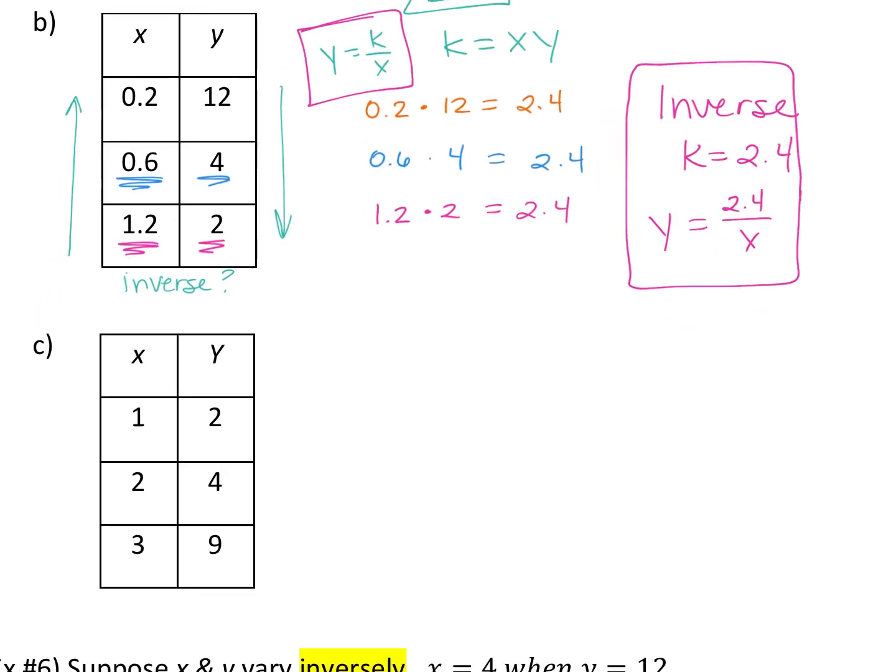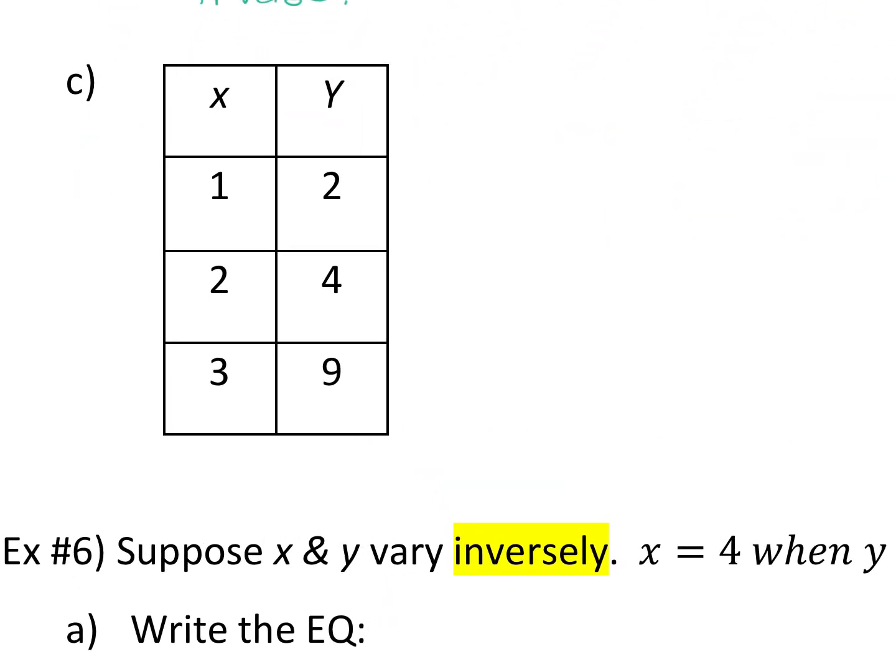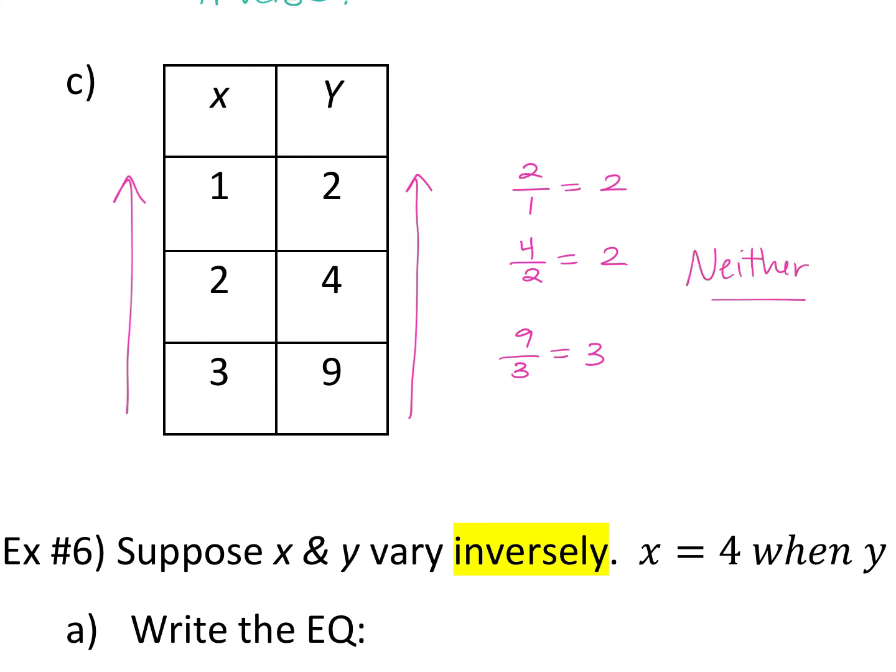Letter C here. What's our potential? Direct, right? The x values are going up and the y values are going up. So if it's anything, it's direct. For direct, do we multiply or divide? Divide. Y over x. So we're going 2 divided by 1, which is 2. We're going 4 over 2, which is 2. And we're doing 9 over 3, which is 3. Is it direct variation? Mm-mm. So you would just say this is neither, and then you don't write an equation and you don't find a k because there is no k. All right.